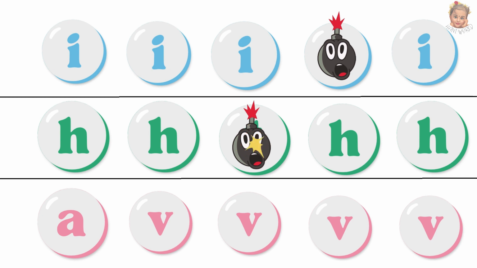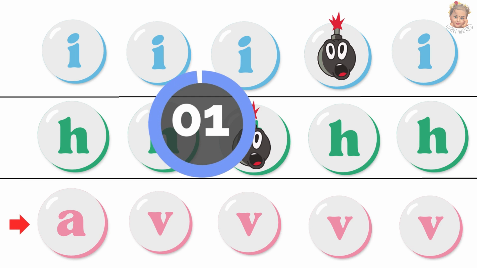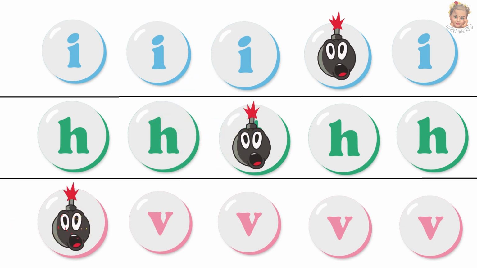Okay, kids, we can see more examples. In the third row, which one is the odd one? Can you guess it? Yes, A is the odd one. We'll move on to the next question.